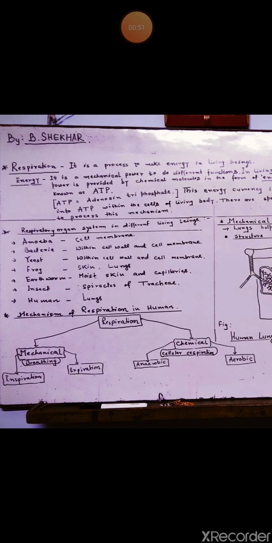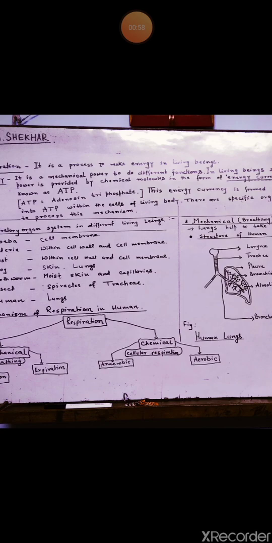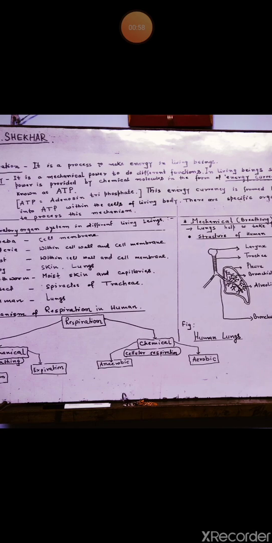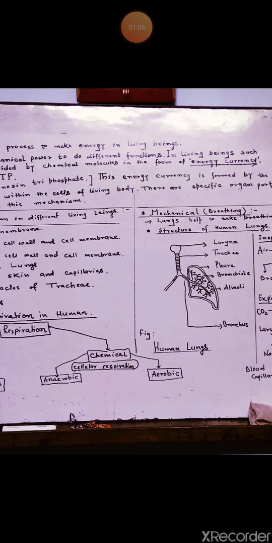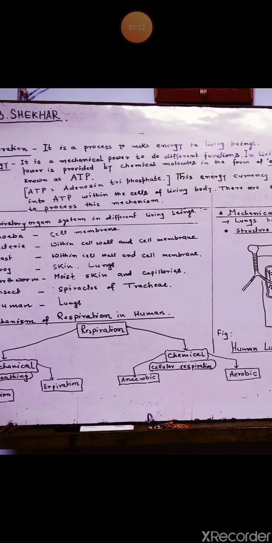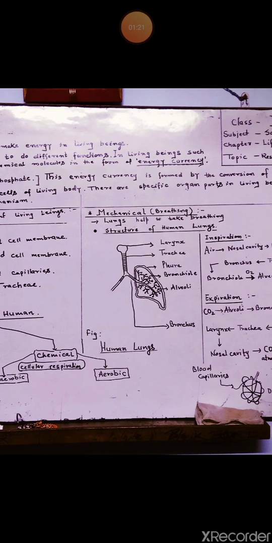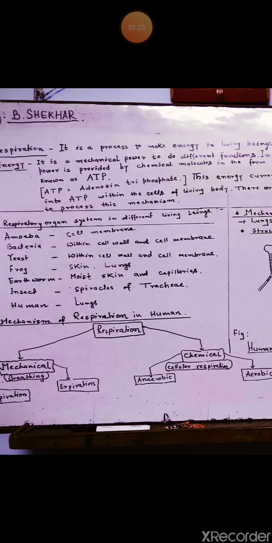Such power is provided by chemical molecules in the form of energy currency, and such energy currency is known as ATP. The full form of ATP is adenosine triphosphate. This energy currency is formed by the conversion of glucose into ATP within the cells of the living body. There are specific organ parts in living beings to process this mechanism.